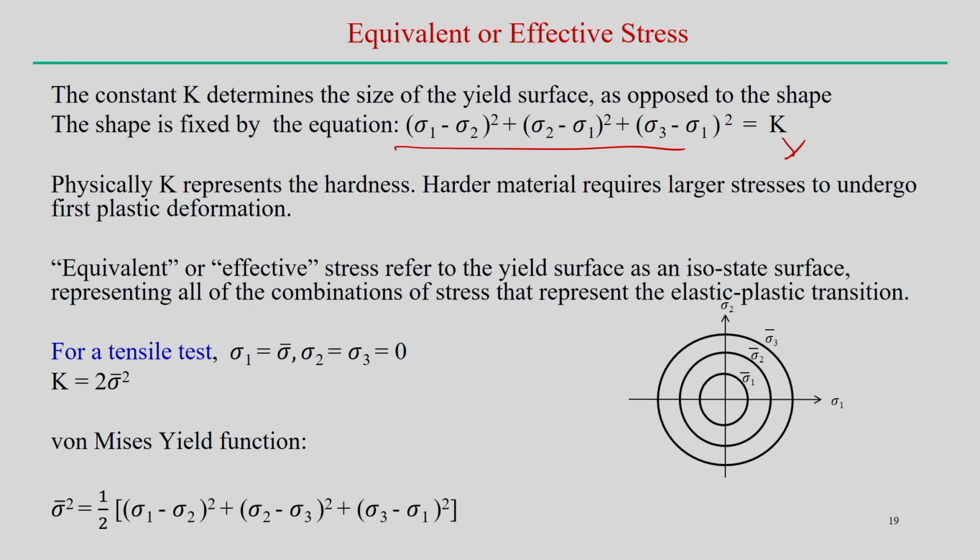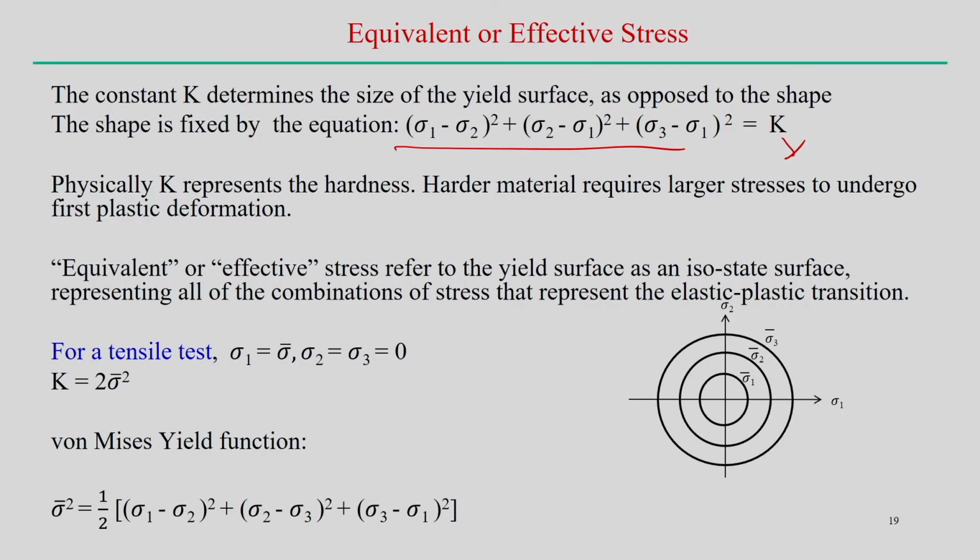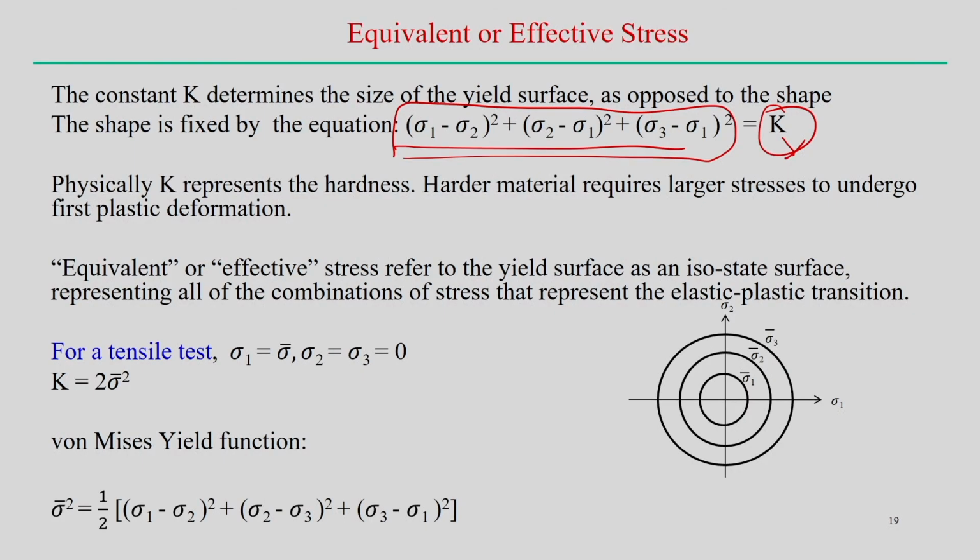Now, the constant k determines the size of the yield surface, as opposed to the shape. K actually decides the size, but the shape is already decided by this equation. This equation decides the shape of this particular curve, but the size is decided by what value we consider for k. Now, physically k represents the hardness, and a harder material requires the largest stresses to undergo the first plastic deformation. After the first plastic deformation, we can consider the strength level depending upon the strain hardening parameter of this particular material.